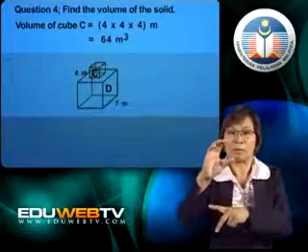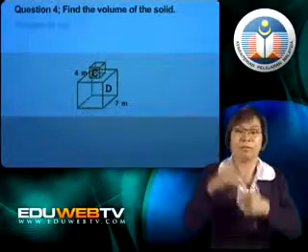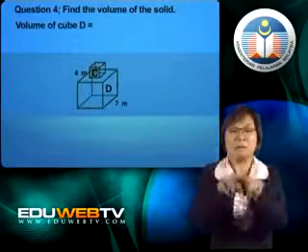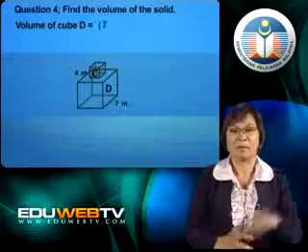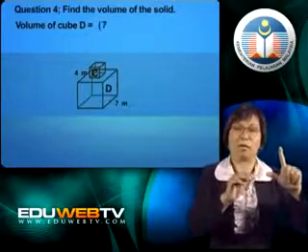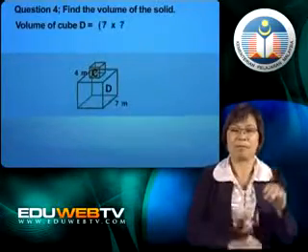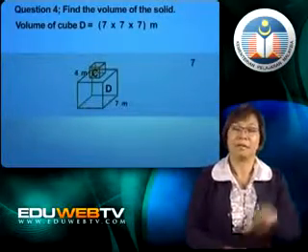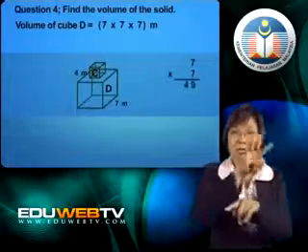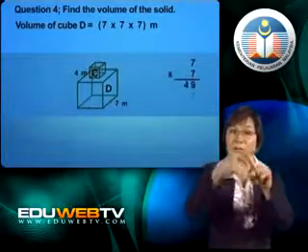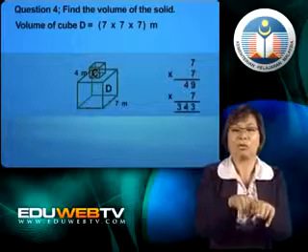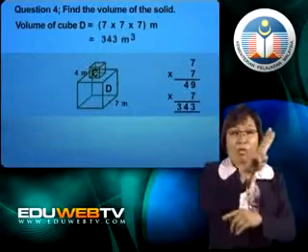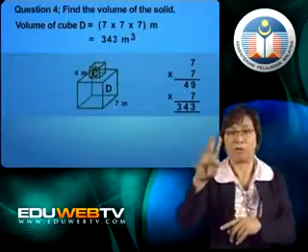As you can see, for cube D, the characteristic of a cube applies here. So its length is equal to 7 meters, width is equal to 7 meters, and height is equal to 7 meters. So 7 multiplied by 7 equals 49, and 49 multiplied by 7 equals 343 meters cubed. The volume of cube D is 343 meters cubed.